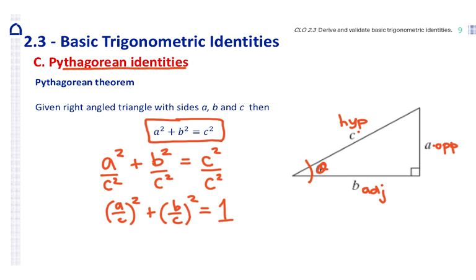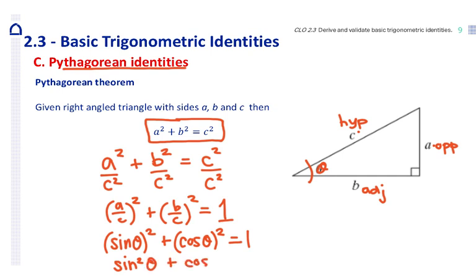Another way of saying opposite over hypotenuse is sine. So we have sine theta squared. And then b over c is the adjacent over hypotenuse. That's cosine theta squared equals 1. And one more step just in math. We want to save time without having to write the parentheses. So the way we write sine theta squared is we put the squared right there. We say sine squared theta plus cosine squared theta equals 1.